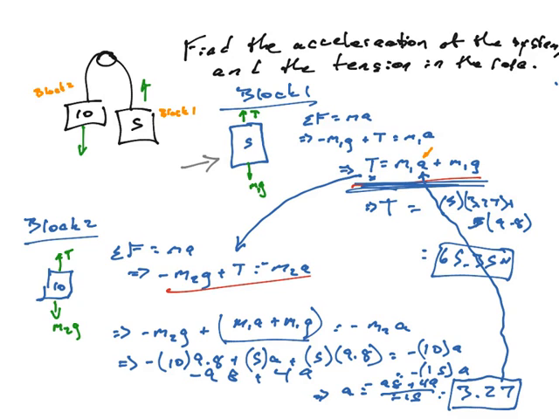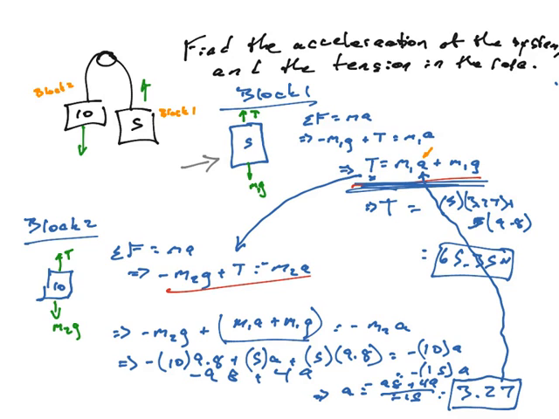But I happen to know that block 1 is going to move upwards because block 2 is heavier. So since I know block 1 will move up, I make this A positive A. Unfortunately, I can't solve this equation because there's two unknowns. I don't know T and I don't know A, so I leave it alone.